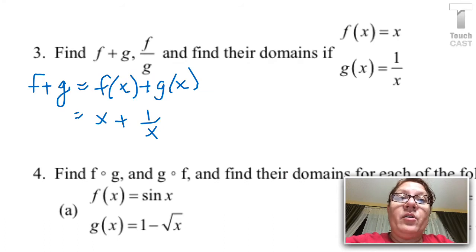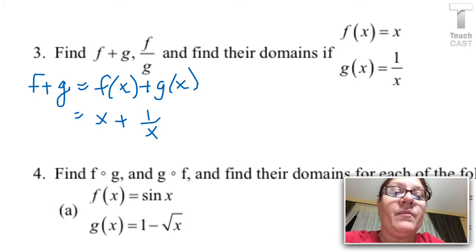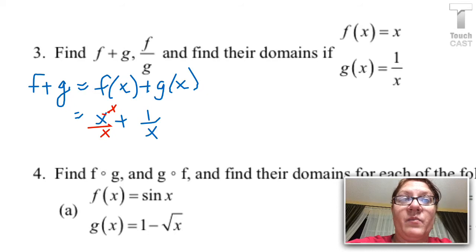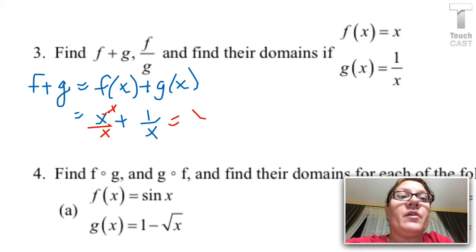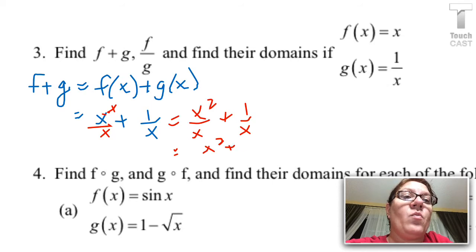Okay, so I raced ahead a little and got a head start on you. So f plus g of x is nothing more than adding the two functions. And of course, I'm going to need a common denominator. So I'm going to multiply that first fraction by my favorite number 1, because Mrs. Torres is number 1, which is x over x. And then I have x squared over x plus 1 over x. So that simplifies to x squared plus 1 all over x.